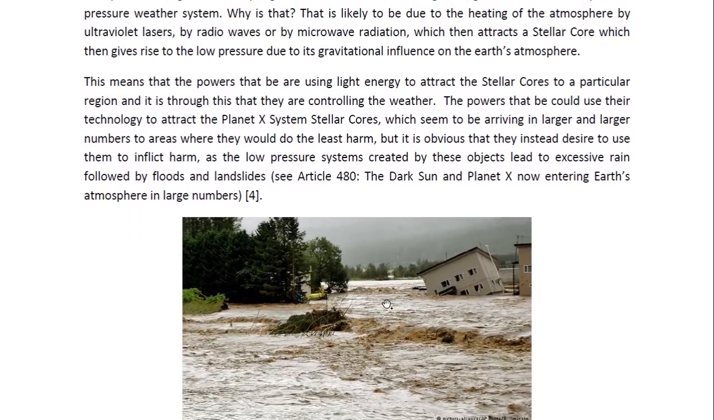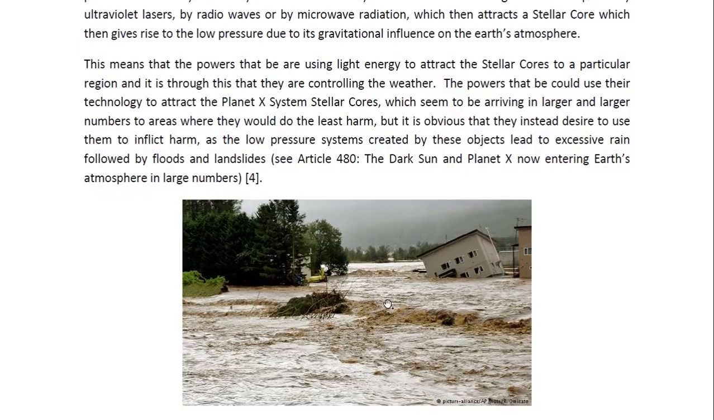This means that the powers that be are using light energy to attract the stellar cores to a particular region, and it is through this that they are controlling the weather. The powers that be could use their technology to attract the Planet X system stellar cores, which seem to be arriving in larger and larger numbers, to areas where they would do the least harm. But it is obvious that they instead desire to use them to inflict harm, as the low pressure systems created by these objects lead to excessive rain, followed by floods and landslides.